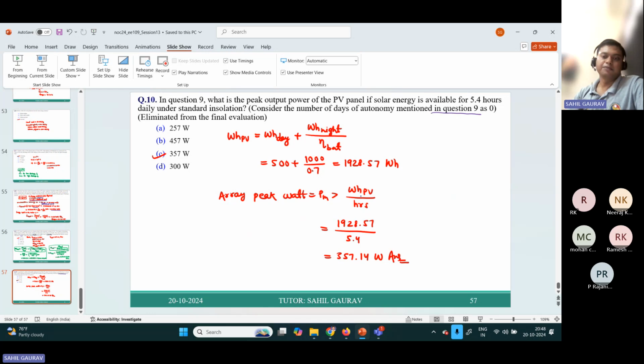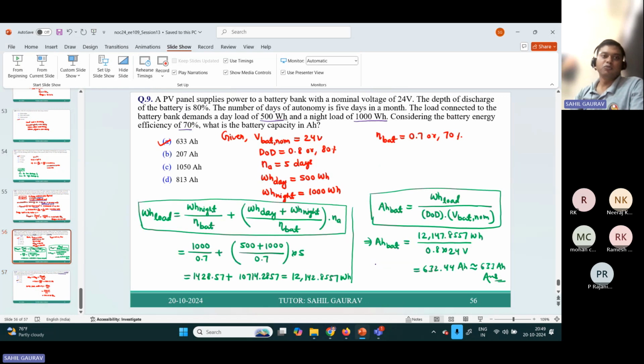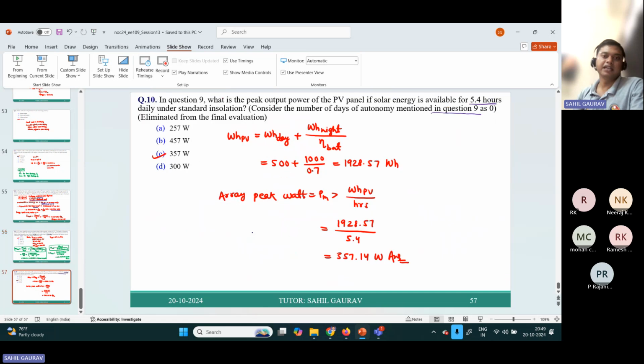And peak watt will be the energy requirement from the PV upon number of hours for which solar energy is available. And solar energy is available for 5.4 hours. So this array peak watt will be 357.14 watt. So the last two problems are important. This first problem is from the designing of battery, and this problem is from designing of PV panel.